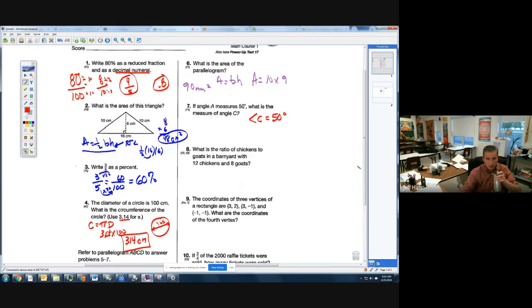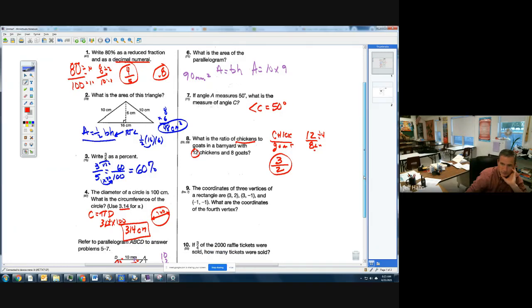Number 8, what is the ratio of chickens to goats in a barnyard with 12 chickens and 8 goats? Remember, when we do ratios, order is important. The first one given goes on top. You have chickens on top and goats on the bottom, and the chickens are 12 and the goats are 8. You can leave it as improper, but it does need to be reduced. So I divide them both by 4 and I get 3 to 2. There are 3 chickens for every 2 goats.